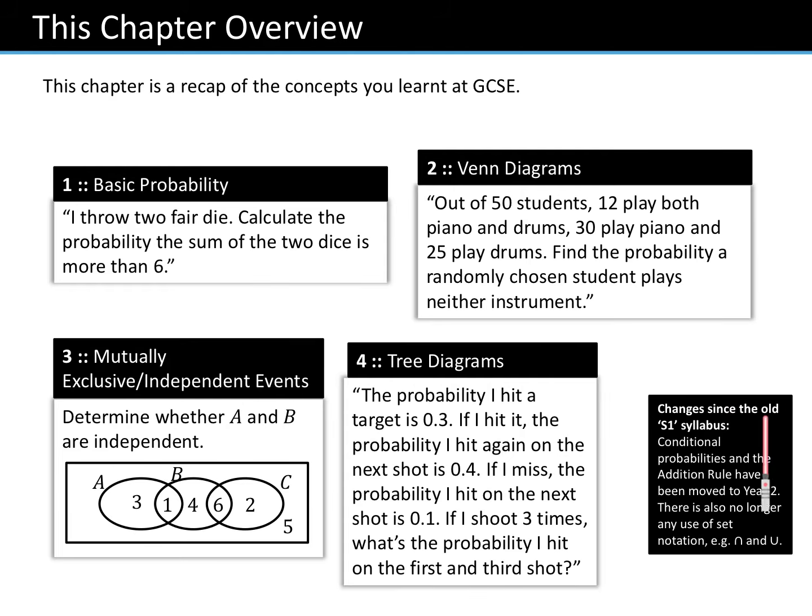Now, it says changes since the old syllabus. Now, don't read what this says, listen to what I say. Conditional probability and the addition rule are in S1 for international A-level. In the non-international one, they've moved it to year 2. And then it says there's no longer use of these set notations. We will use this set notation, okay? I've combined all the PDF. Don't panic. So basically, we're doing everything on this page.